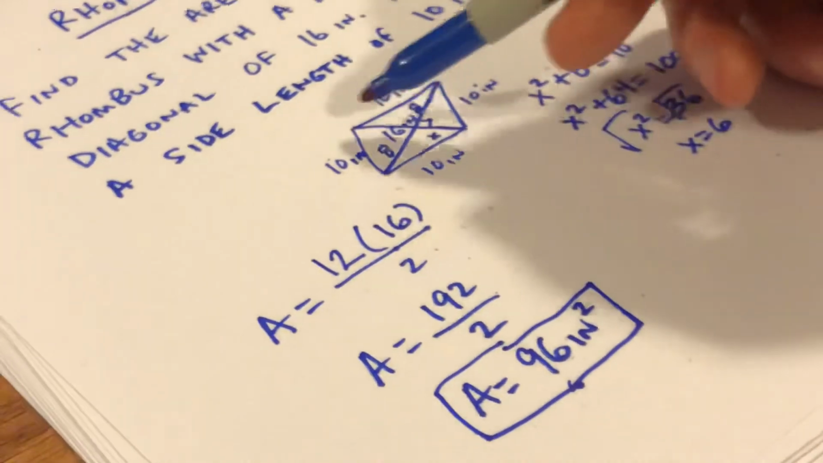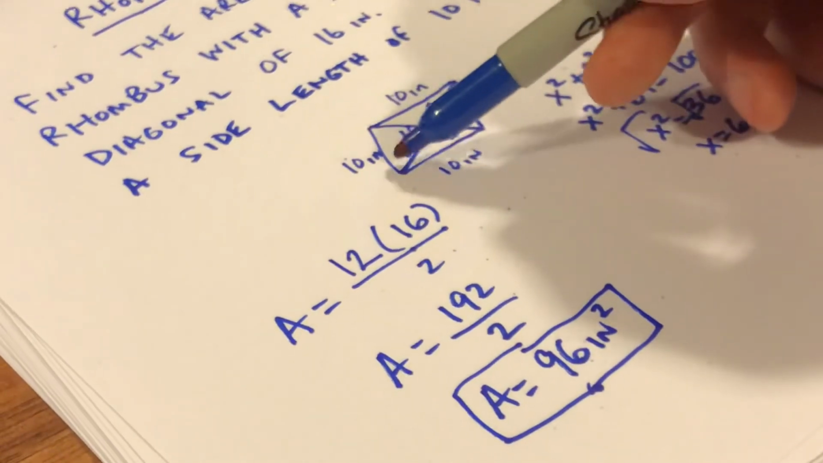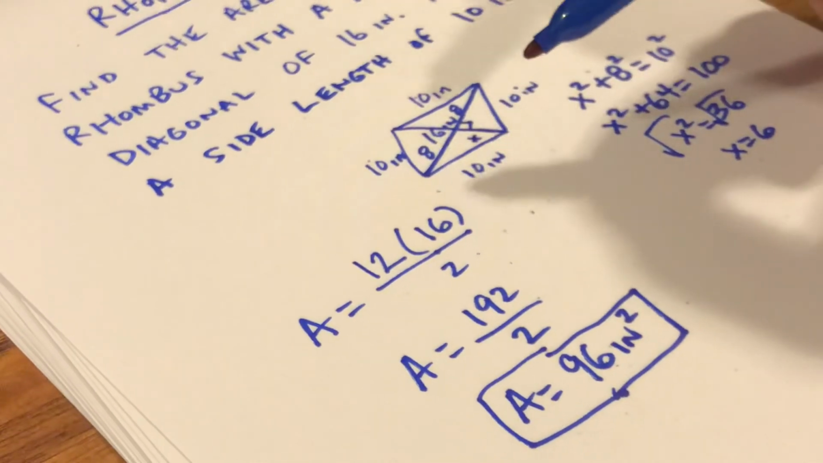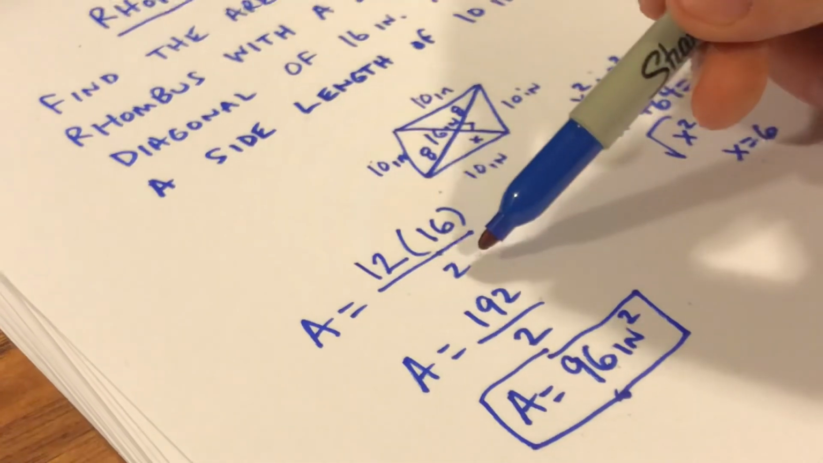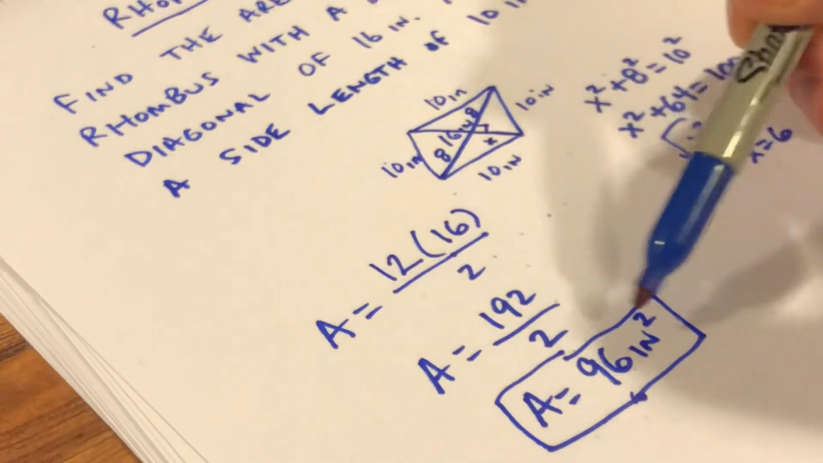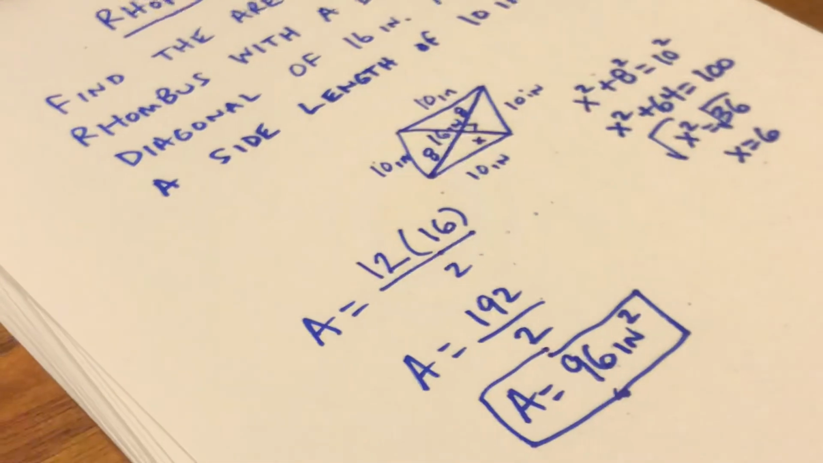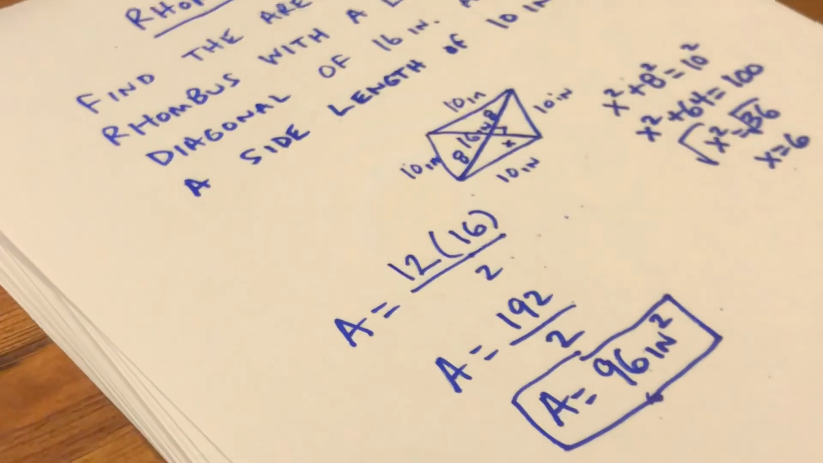Again, diagonal 1, which the long one is 16, and the other one ends up being 12. So 12 times 16 divided by 2, 192 divided by 2 gives me 96 square inches for my area of my rhombus.